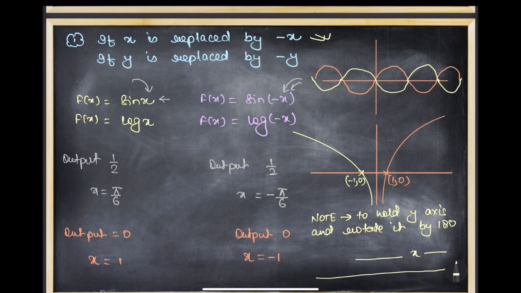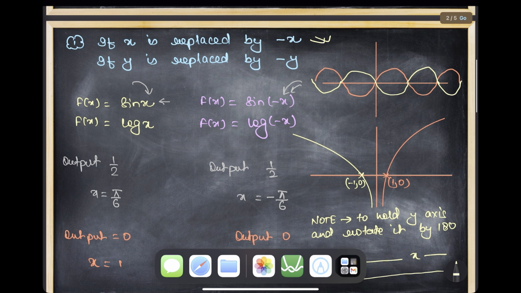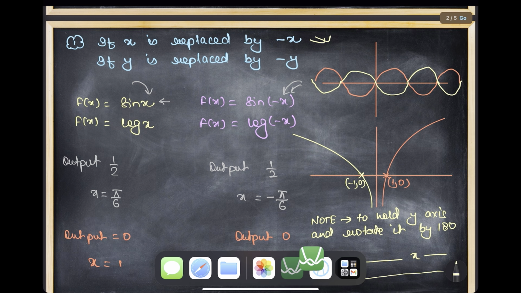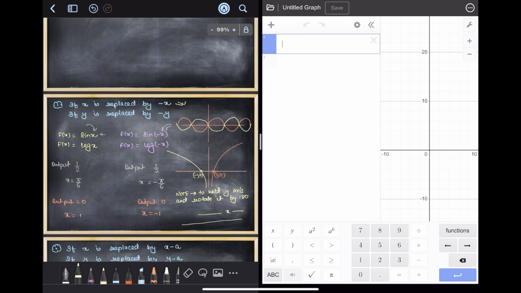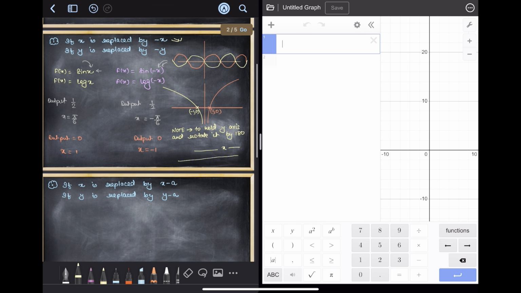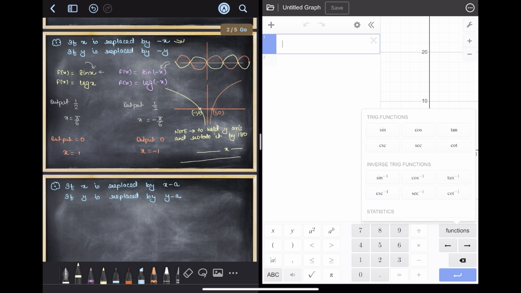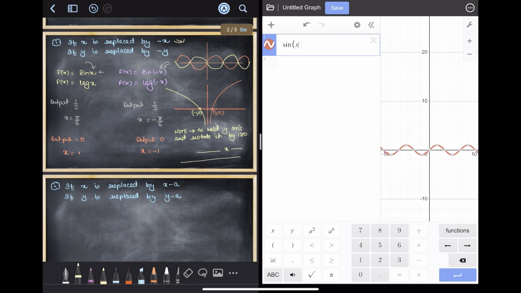Is that clear? Now let's check whether our observation is correct or wrong. For that I will take help of Desmos. Now look at this. Suppose that we have to draw the graph of sin x. So look at the graph of sin x.